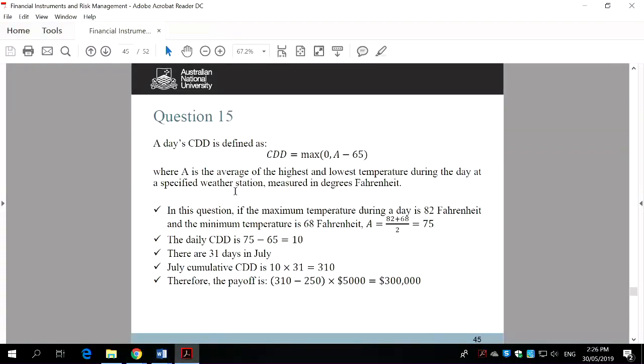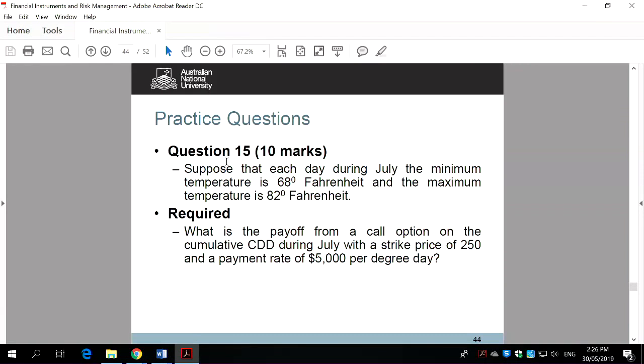For example, in this question here, what we were told is that suppose each day during July, remember July has 31 days, the minimum temperature is 68 Fahrenheit, the maximum temperature is 82 Fahrenheit. What is the payoff from a call option written on the cumulative CDD during July with a strike price of 250 and a payment rate of 5,000 per degree? So 5,000 per degree is your multiplier here, right?